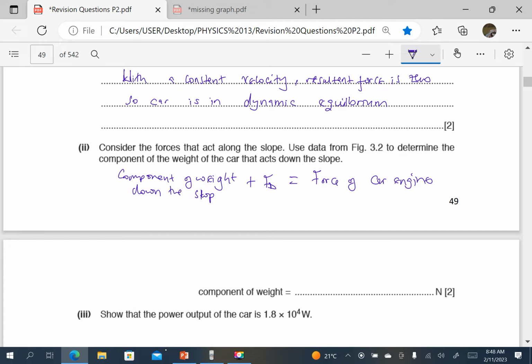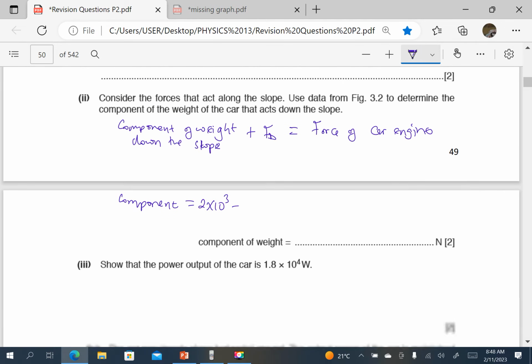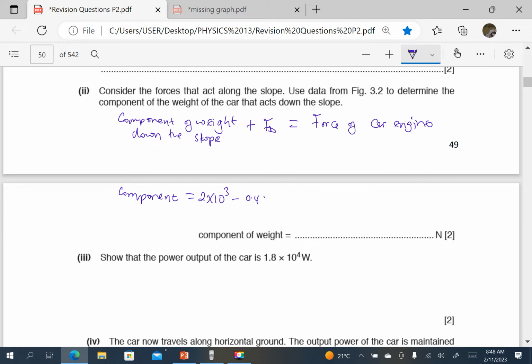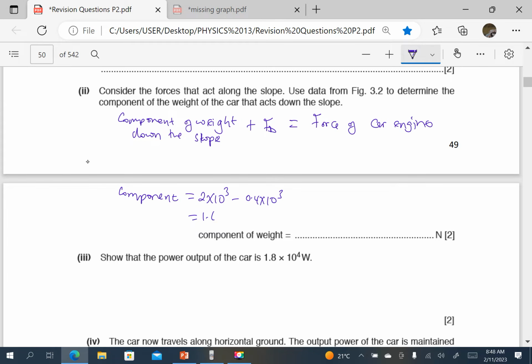So the component equals the force of the car, which is 2 kilonewtons, that is 2 times 10 power 3, minus the Fd at 9 meters per second, which is 0.4 times 10 power 3. And we can check this. 2 minus 0.4 is 1.6 times 10 power 3.